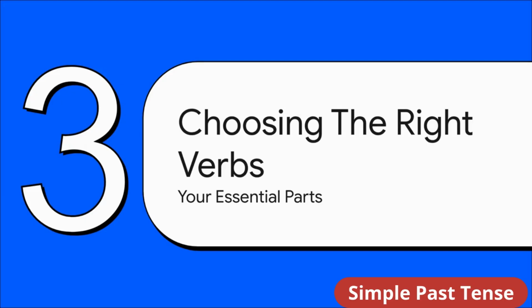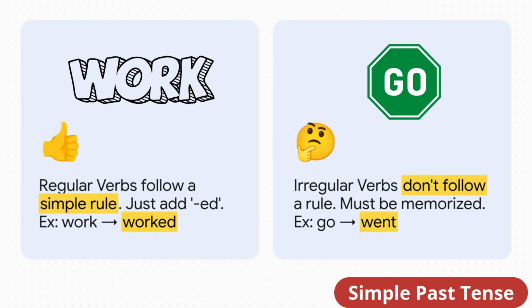So we've got the blueprints for our sentences. Now we need the actual parts, the building blocks. And in the simple past, that means our verbs. There are really two main types you're going to be working with. On one side, you have your regular verbs. These are your best friends. They're predictable, they follow a simple rule.